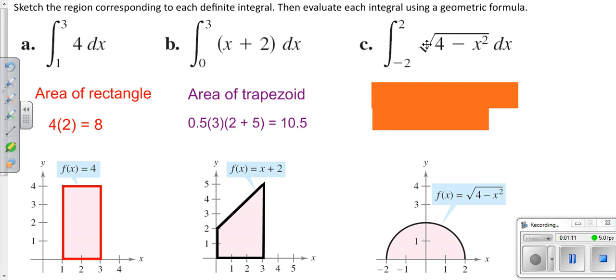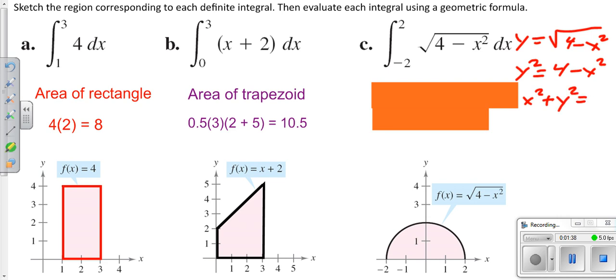Now looking at this next one, you may not recognize it in its present form, but if we go y is equal to the square root of 4 minus x squared, and square both sides, because you're not used to seeing this form with the square root in it, and you're used to seeing it in the form where the x and the y are on the same side, hopefully at this point you recognize that this is a circle centered at the origin with a radius of 2.